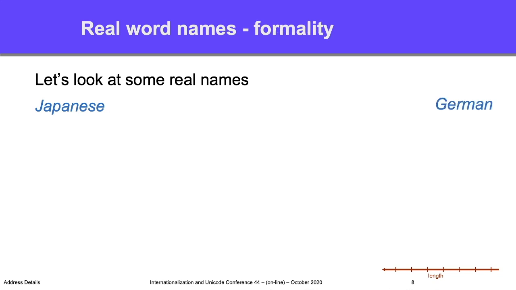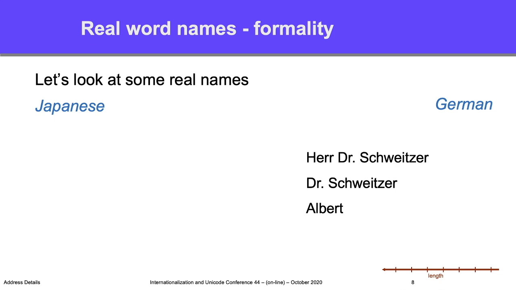Names are presented differently as well depending on the formality of the context. Let's take a name such as Albert. Albert could be Dr. Schweitzer. It could be Herr Dr. Schweitzer. It could be Herr Dr. Albert Schweitzer, MD. So if I were speaking to him in a formal setting, I would refer to him as Dr. Schweitzer, Herr Dr. Schweitzer, not as Albert.